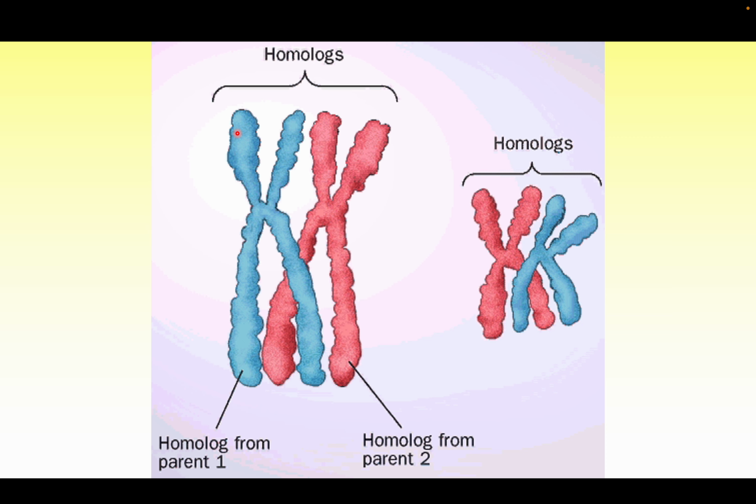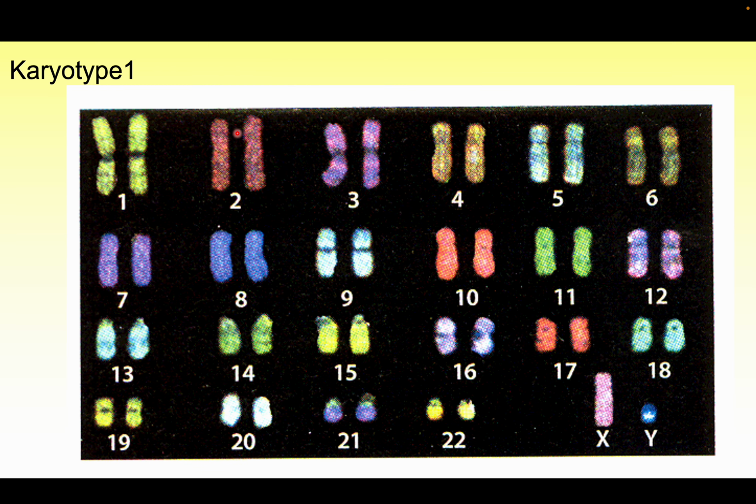In this illustration, you can appreciate one homolog from one parent and another homolog from another parent, represented by two different colors: blue and red. So during prophase 1 of meiosis 1, you expect homology search, homologous pairing, and crossing over to take place between these pairs of homologous chromosomes.